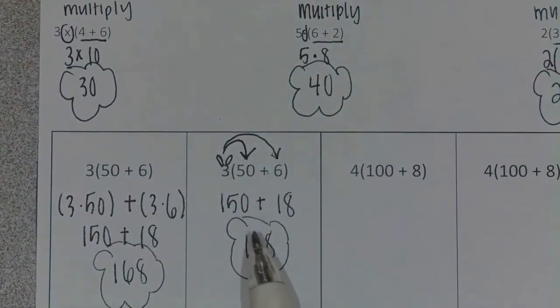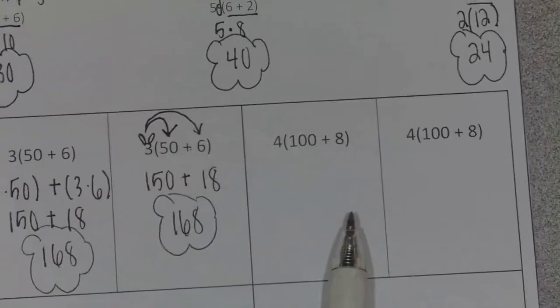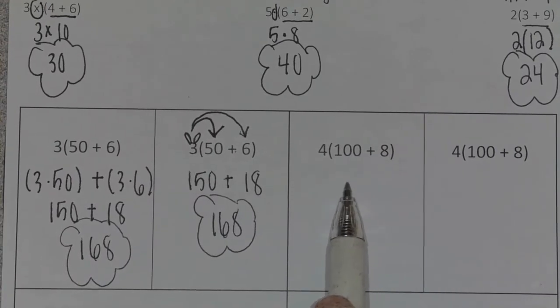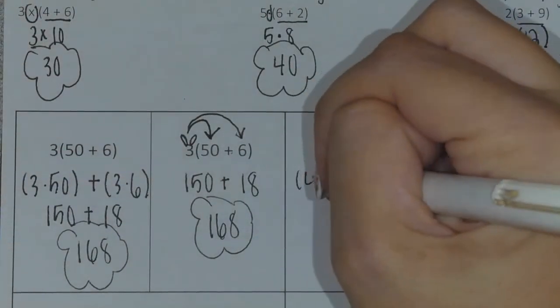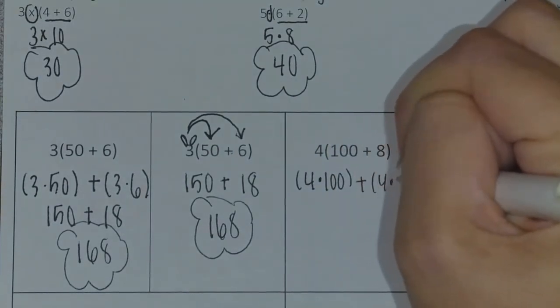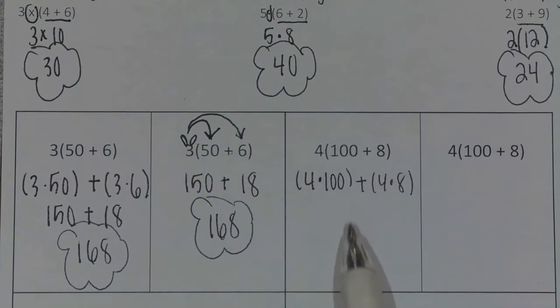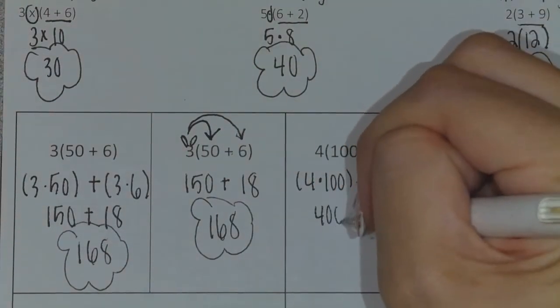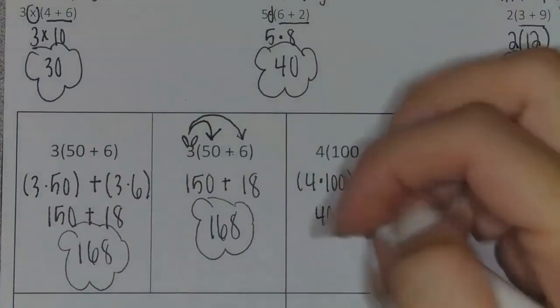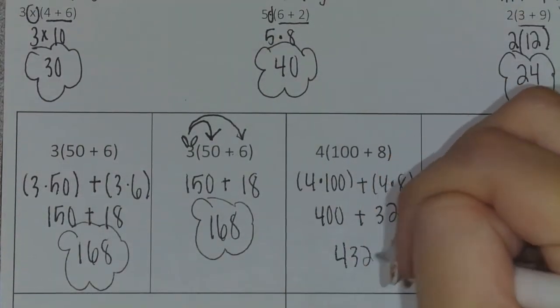So we got the same answer. I just took one less step to get there. So let's do the same thing with our second problem. Okay, this time I'm going to use the old school distributive property. So I'm going to rewrite it as 4 times 100 plus 4 times 8. 4 times 100 would give me 400. 4 times 8 would give me 32. When I add those two together, I get 432.